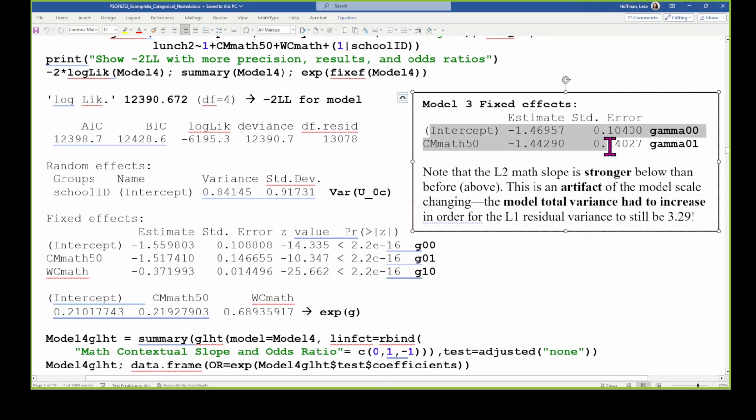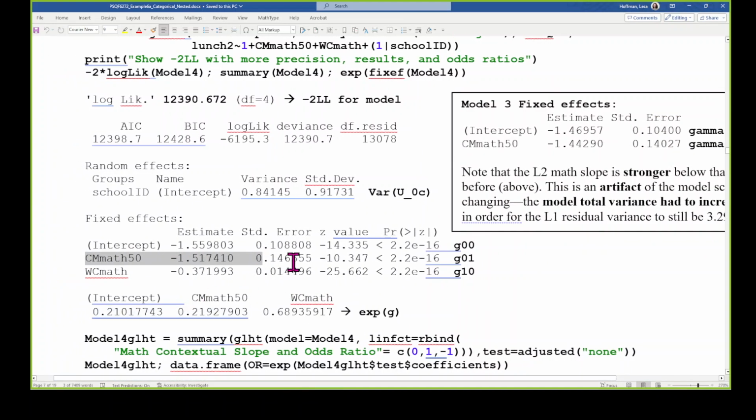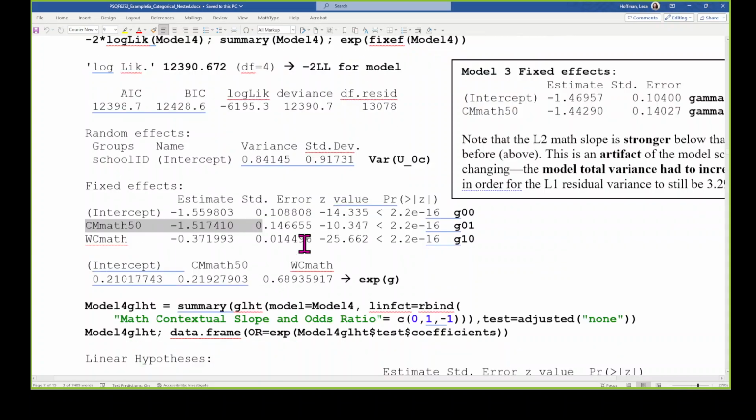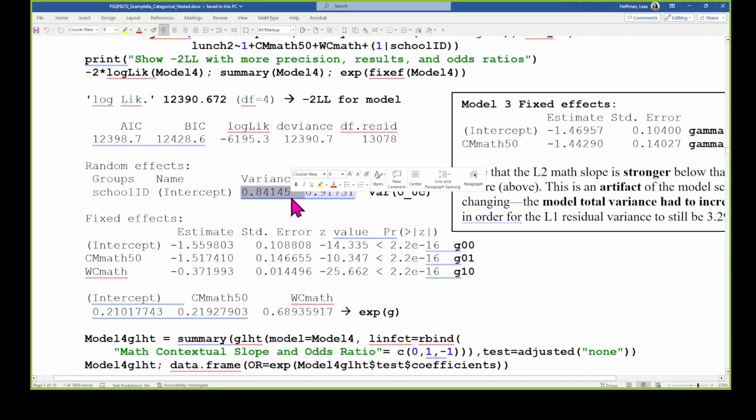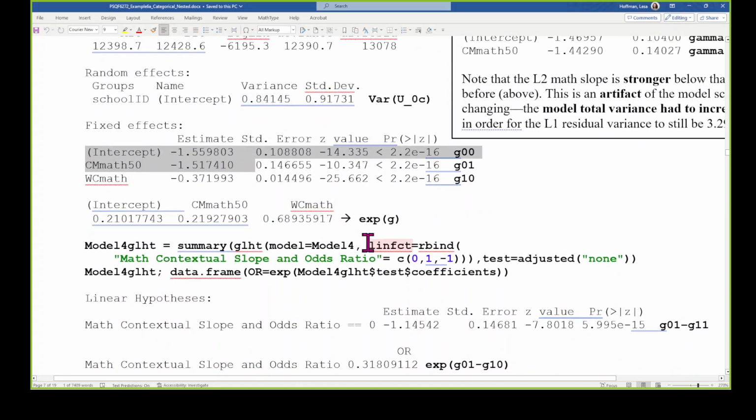Here's what the solution was before. Look at the effect of cluster mean math. It was -1.44. The effect of cluster mean math now is -1.52. It should not have changed, because cluster mean centering takes your level 1 and level 2 predictors and renders them orthogonal. So it should not have changed. The reason that it changed is because within cluster math explained some of the residual variance, but it can't go down. It's stuck at 3.29. So everything else had to grow to compensate. So we have more random intercept variance than we did before, and we have different answers for the fixed effects than we did before. The model is not on the same scale.